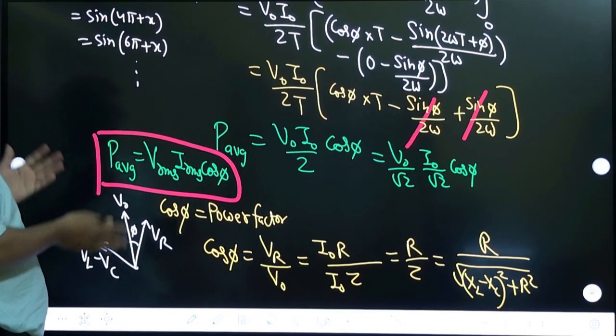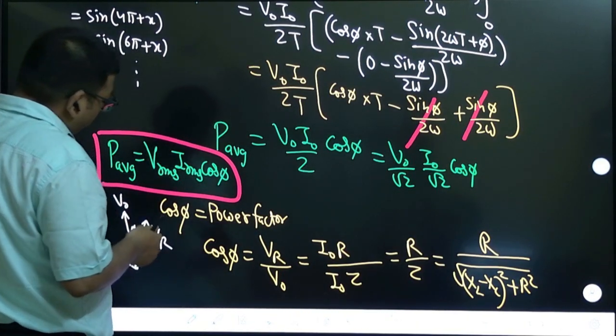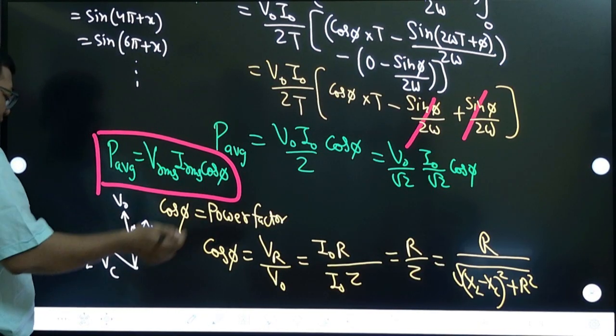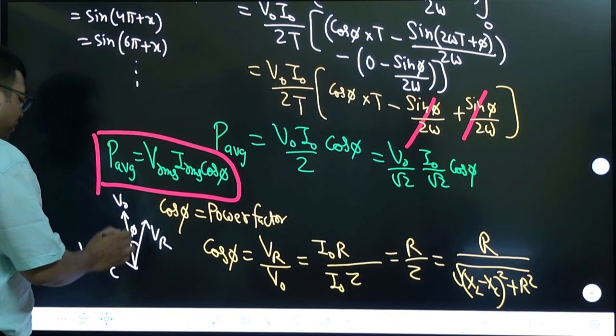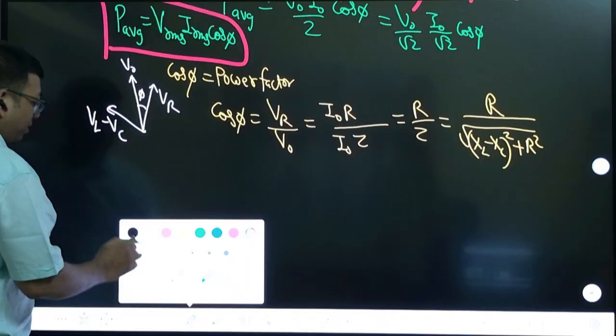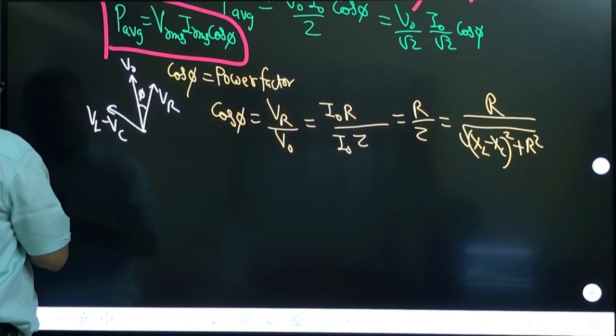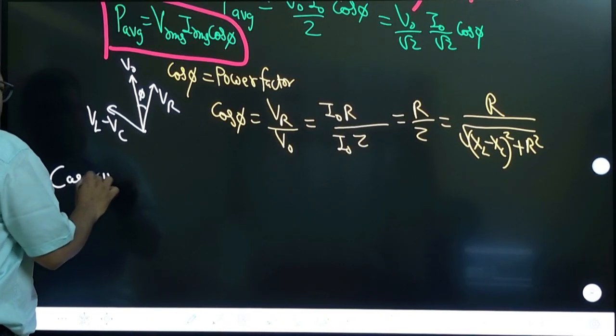Case 2 is simple. Here VL was greater than VC. That case will be VC greater than VL. The diagram will change a little bit. There you don't have to worry in that. Okay. So this is case 2, if you take case 2.